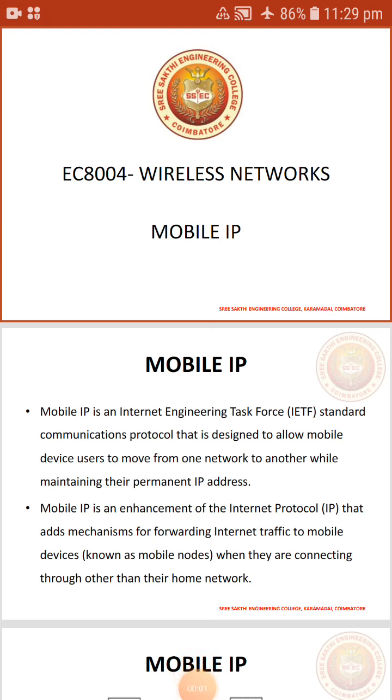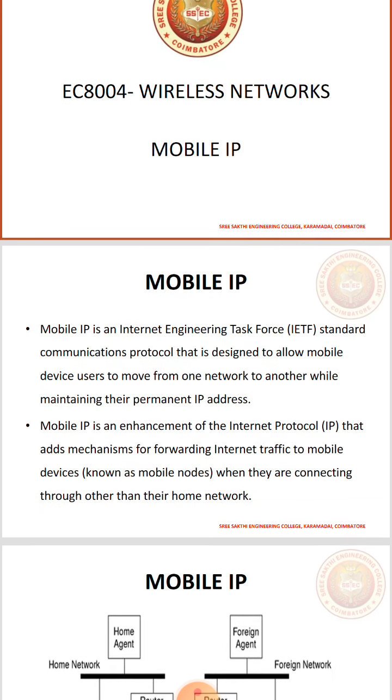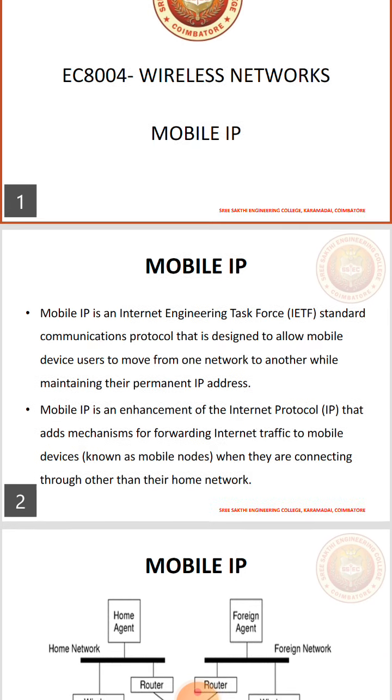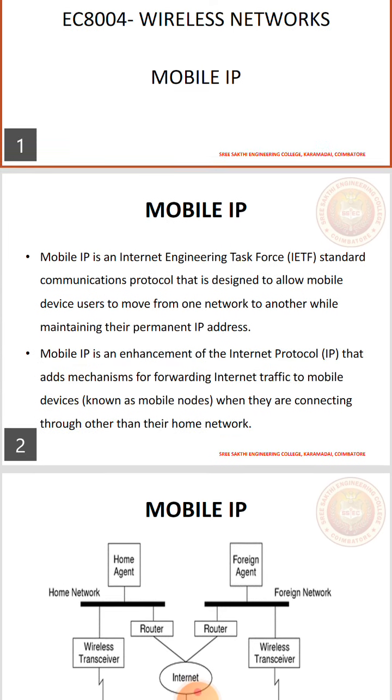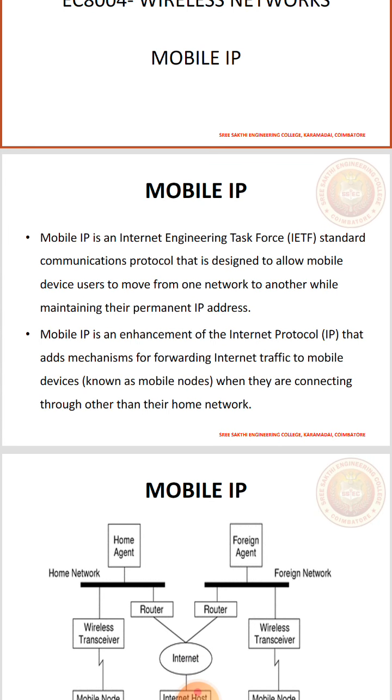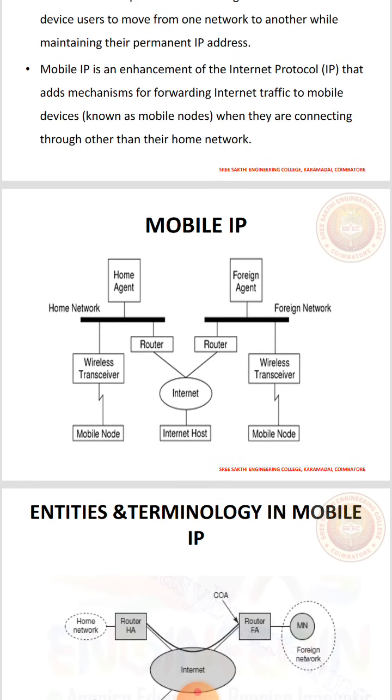In this lecture, we're going to see the topic of mobile internet protocol. It is designed to allow mobile device users to move from one network to another network while maintaining their permanent IP address. It adds a mechanism for forwarding internet traffic to mobile devices when they are connecting through another network. The mobile internet protocol has a home agent with the mobile node and the foreign agent.